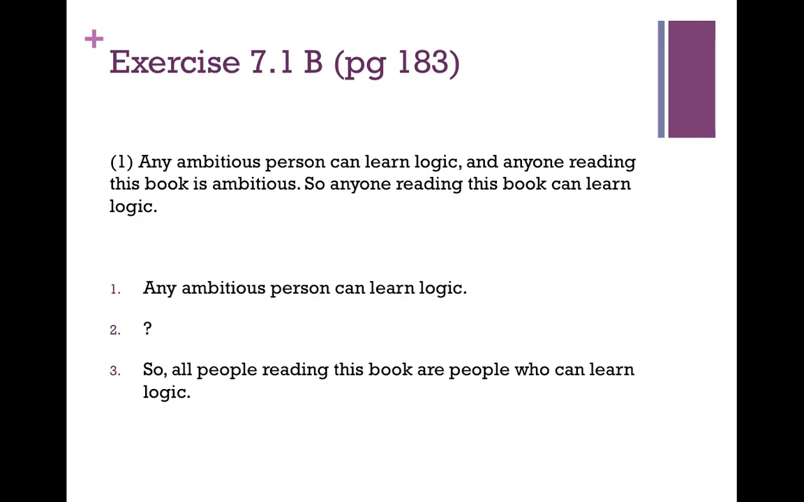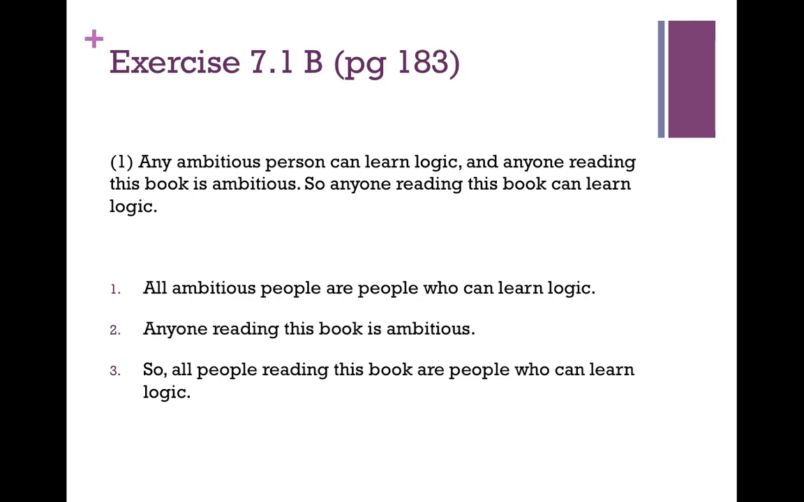This too is not in standard form, so we do need to correct this, and we need to get rid of "any" and use "all," and we also need to insert a copula here, "are," and we need to make sure that our subject and predicate name classes. So we'll rewrite it in the following way. All ambitious people are people who can learn logic. So here we have people who can learn logic, people who can learn logic. Right? So we have our major premise up here because it contains the major term, which is the predicate term of the conclusion.